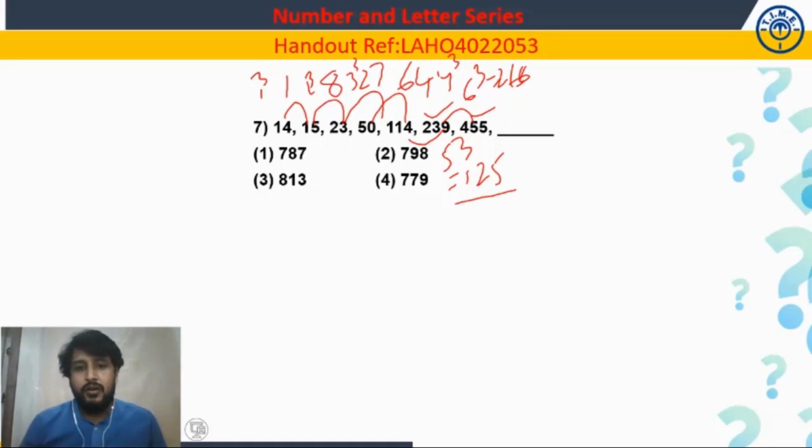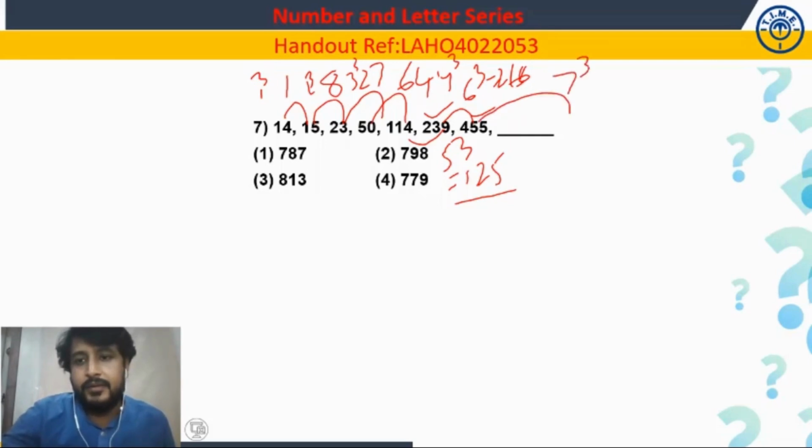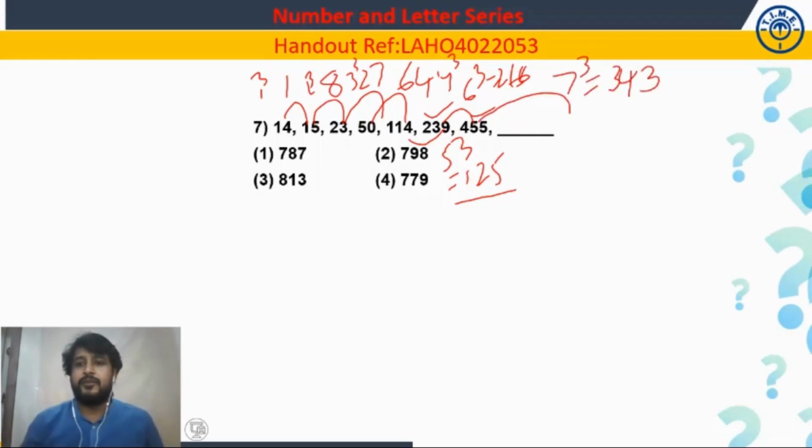Now 1, 2, 3, 4, 5, 6. So what should be next? 7 cube. And 7 cube is how much? 343. So 455 plus 343 is equal to how much? 798. Choice 2. The difference is cubes of consecutive natural numbers.